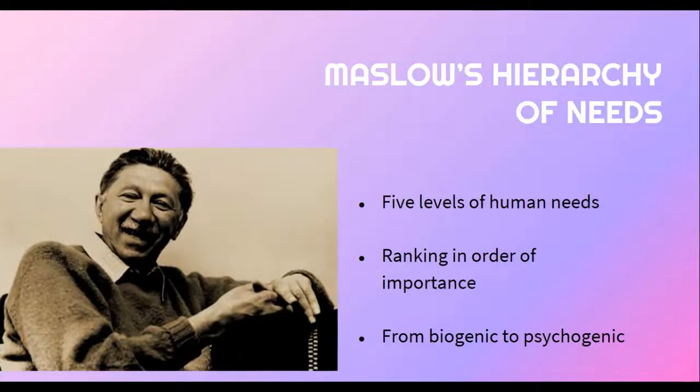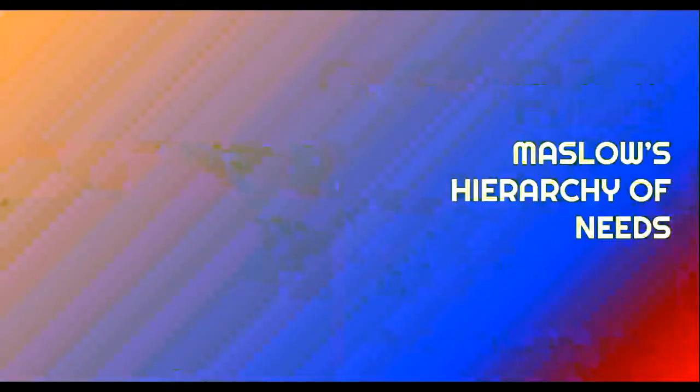Psychologist Abraham Maslow formulated a theory of human motivation based on the notion that there's a hierarchy of human needs. It's a theoretical framework consisting of five levels of human needs, which rank in order of importance from lower level, which are the biogenic needs, to the higher level, the psychogenic needs. And this theory states that individuals seek to satisfy lower level needs before higher level needs. So let's look at the hierarchy.